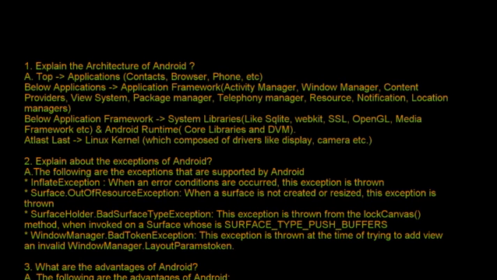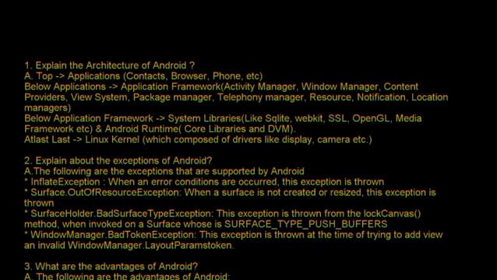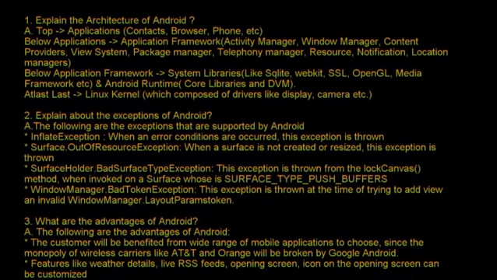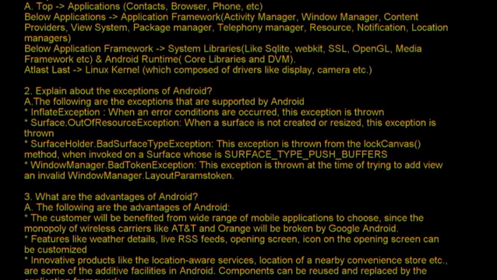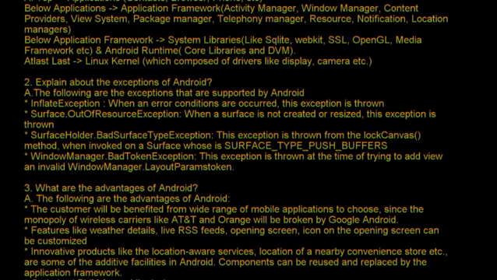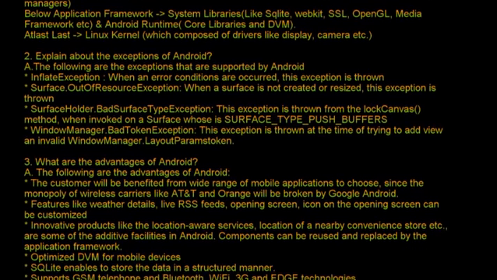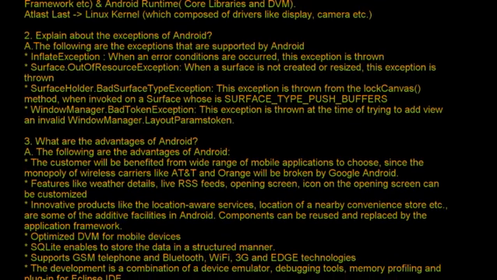2. Explain about the exceptions of Android. The following are the exceptions that are supported by Android. InflateException: when an error condition occurs, this exception is thrown. Surface.OutOfResourcesException: when a surface is not created or resized, this exception is thrown. SurfaceHolder.BadSurfaceTypeException: this exception is thrown from the lockCanvas method, when invoked on a surface whose type is SURFACE_TYPE_PUSH_BUFFERS. WindowManager.BadTokenException: this exception is thrown at the time of trying to add a view with an invalid WindowManager.LayoutParams token.